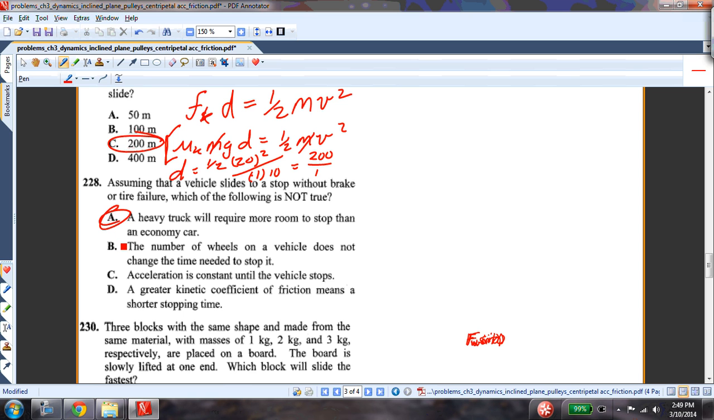The number of wheels on a vehicle does not change the time needed to stop it. That is true. More contact area with the road gives you greater friction. Acceleration is constant until the vehicle stops. That is true. If it's sliding to a stop, that kinetic friction is going to always be the same, mostly. A greater kinetic coefficient of friction means a shorter stopping time. That's true. If you have a greater kinetic coefficient of friction, that means you have a greater frictional force, so it's going to stop more quickly.